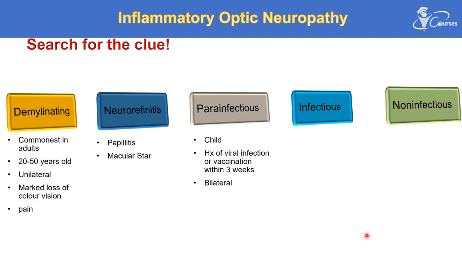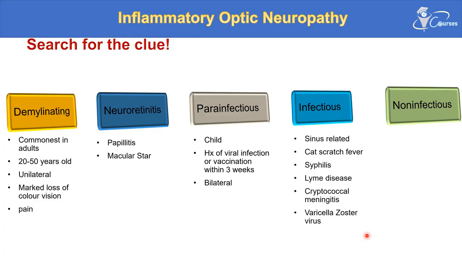Para-infectious is commonly in a child, tends to be bilateral, with a history of viral infection or vaccination within 3 weeks. So when you see in the scenario that it is a child, or it is bilateral with a history of viral infection or a viral prodrome and a history of vaccination, don't think of demyelination, think of para-infectious optic neuritis. And they are treated by steroids as well.